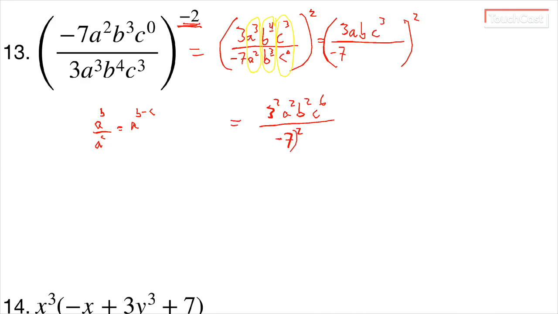Now the negative 7 is the whole quantity, negative and the 7, that's getting squared, not just the 7. And the reason why I say that is because they're in parentheses to begin with, which means that we have to treat the negative as part of that. So now if we simplify it even further, we get 9, which is 3 squared, a squared, b squared, c to the 6th, over 49. And that is our final answer.